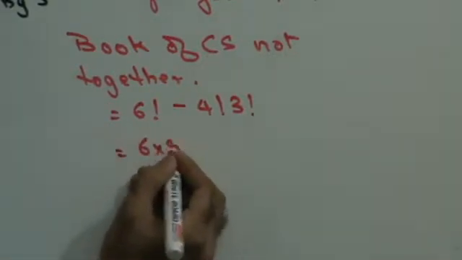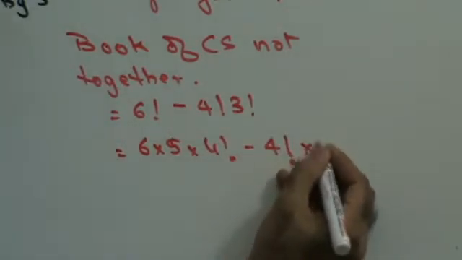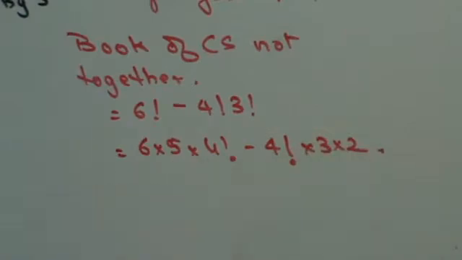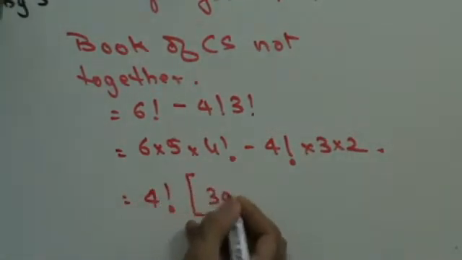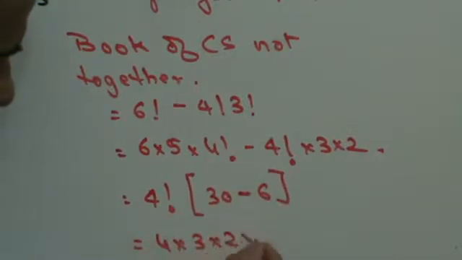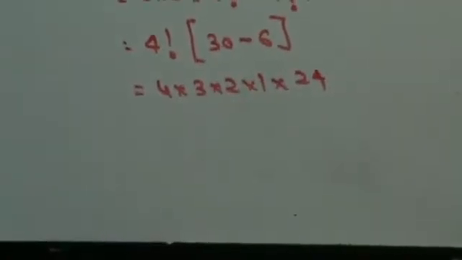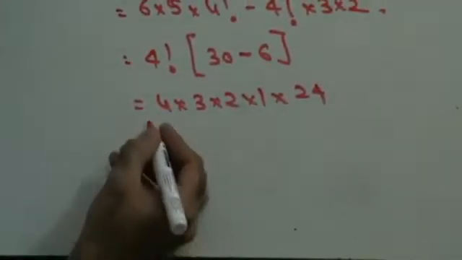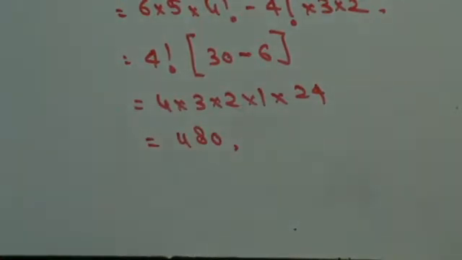This can be written as 6 into 5 into 4 factorial minus 4 factorial into 3 into 2. I am taking 4 factorial common. If I take 4 factorial common, 6 fives are 30 minus 6. 4 factorial is 4 into 3 into 2 into 1, which is 24. When you do this multiplication, you will get the answer as 480. There are 480 ways in which books of computer science are not together.